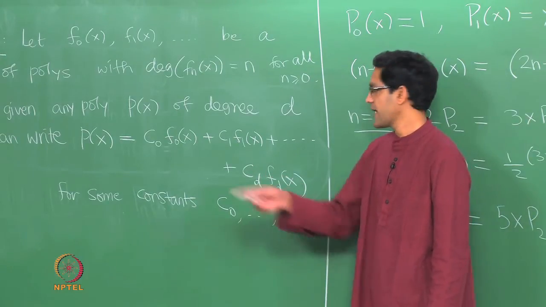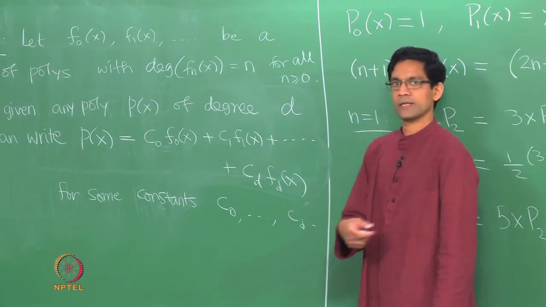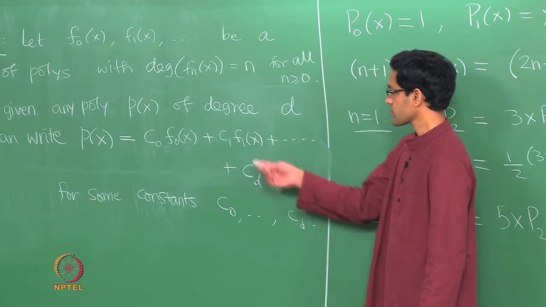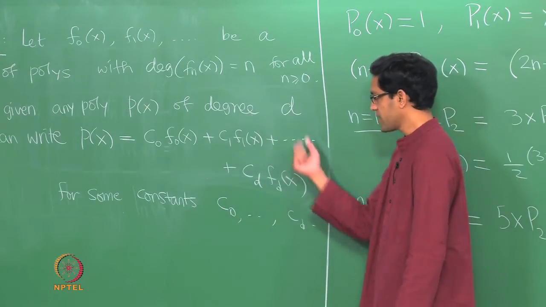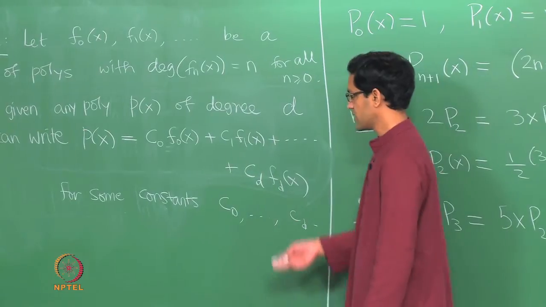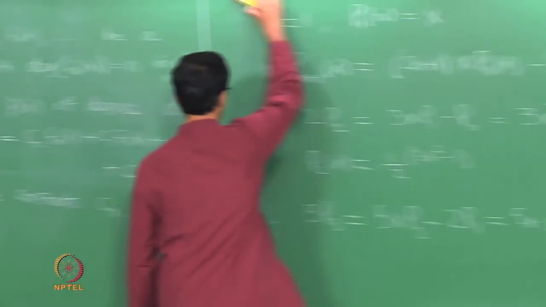So for instance, when you take f0, f1, f2 and so on to be say the Legendre polynomials or the Chebyshev polynomials or many other interesting classes of polynomials, what it says is you can still write the given polynomial p as some combination of the first d elements of that sequence. Okay. So let us just do this by example to get a sense of why this is true. Even a formal proof is rather easy.